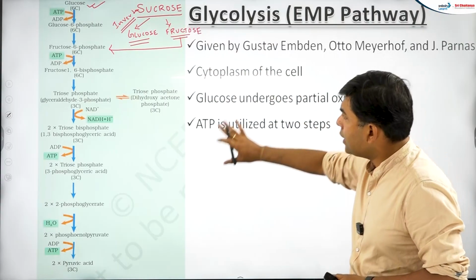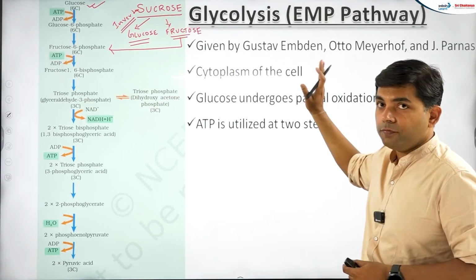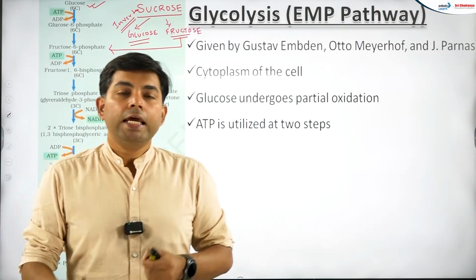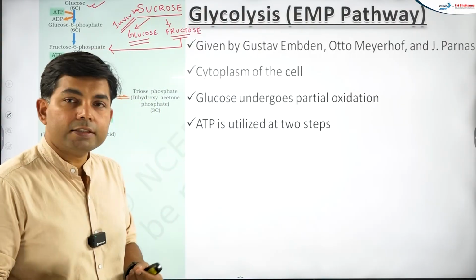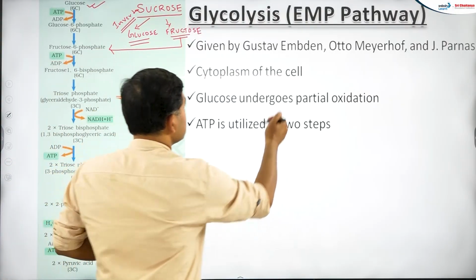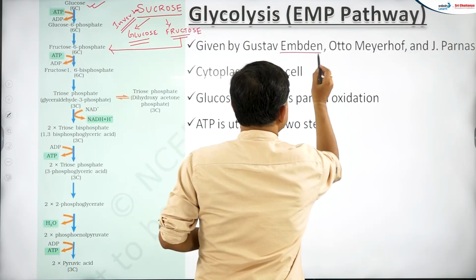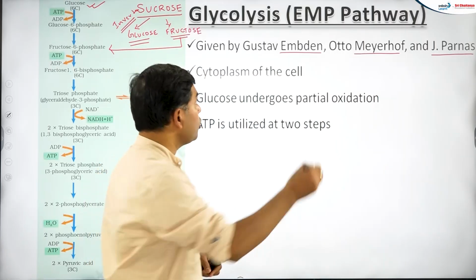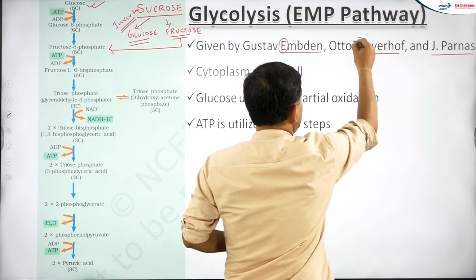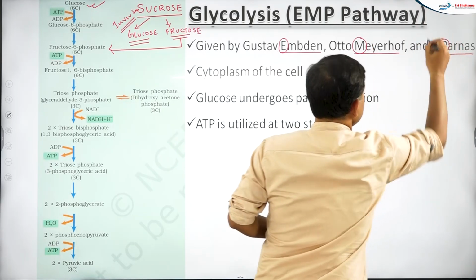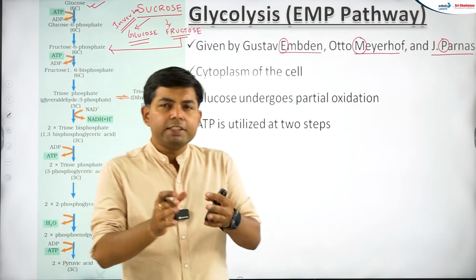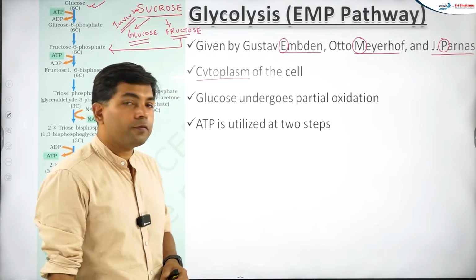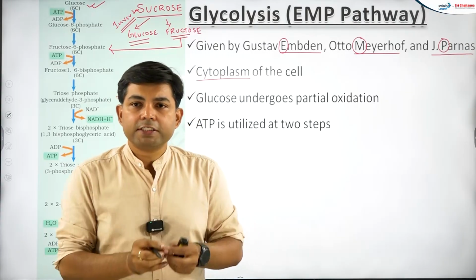Let's first understand the basics of this, from where the questions will be asked. This glycolysis is called the EMP pathway. Why is it called the EMP pathway? Because it was discovered by three scientists, Embden, Meyerhof and Parnas. From there, the EMP pathway. Now this is the anaerobic step, so it will take place in the cytoplasm of the cell.